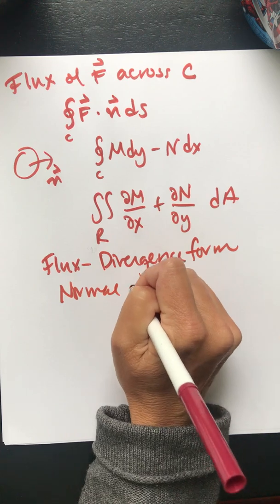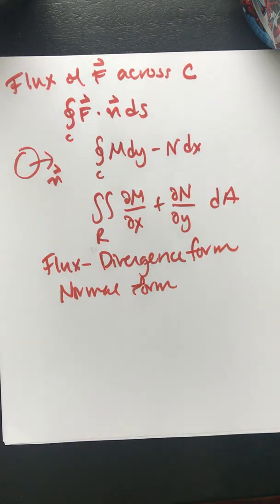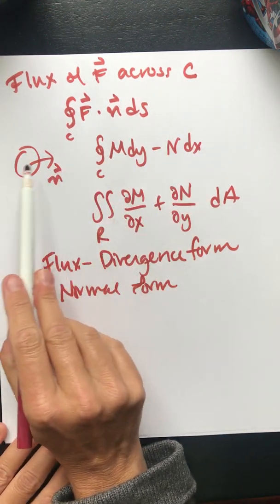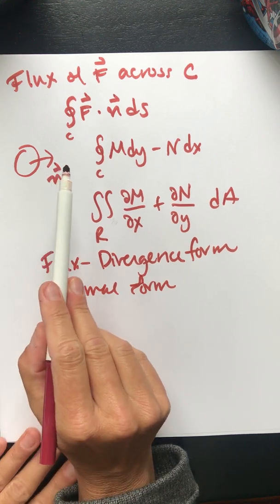Why is it called normal? Because it has to do with the normal vector. So we flux, again, you can think about if you had water flowing through this region, how much of it is flowing across the normal vector.